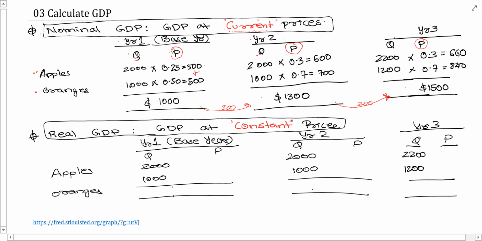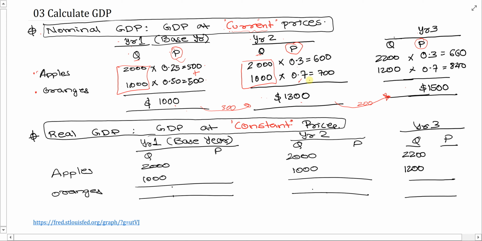But if you ask yourself, did the production increase from year 1 to year 2? Clearly, we are producing 2000 apples and 1000 oranges in year 1, and the same 2000 and 1000 in year 2. So we are not producing more. You can clearly see that the reason this 1000 becomes 1300 is exclusively due to the prices and not due to the production.